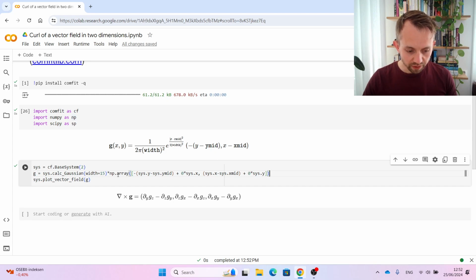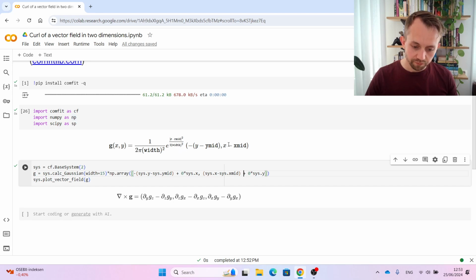This NumPy array here should have the x component of the vector field as the first component, and in order to get the dimensions to line up, I need to add 0 times this x variable as well, because this sys_y variable here has the shape of 1 times 101, which is the dimension in the y direction, and then this x component here has 101, 1. So when I add them together, I get something which has 101 times 101. So anyway, that's the x component, and then the y component is this, x minus x mid.